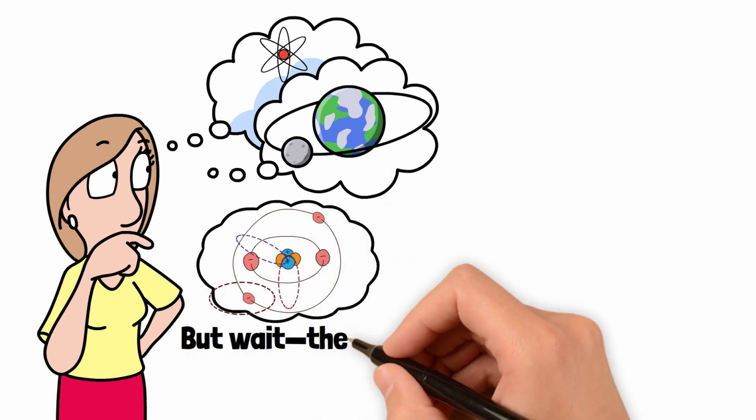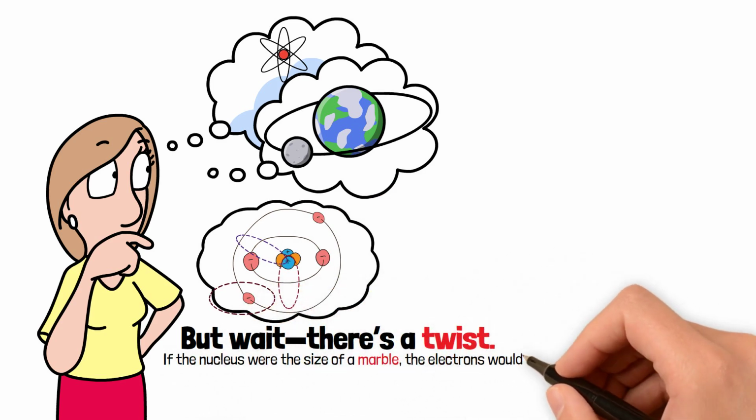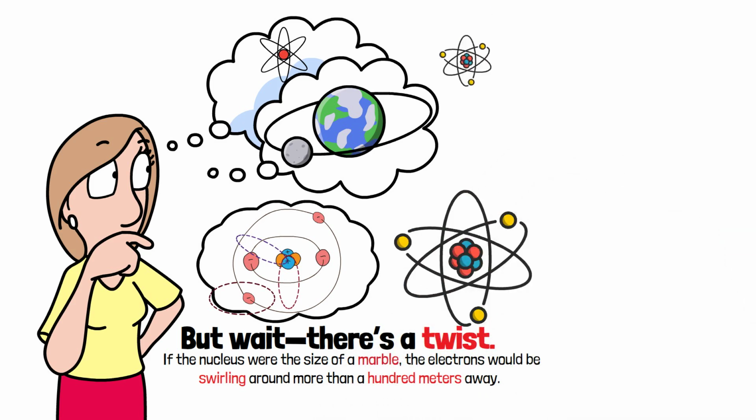But wait, there's a twist. If the nucleus were the size of a marble, the electrons would be swirling around more than 100 meters away. That's how much empty space exists inside every atom.